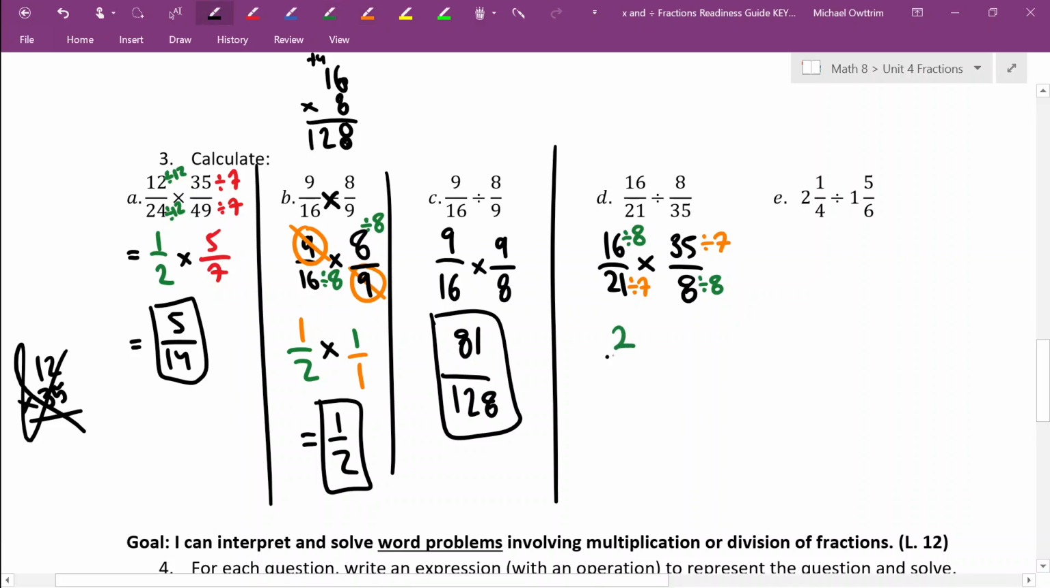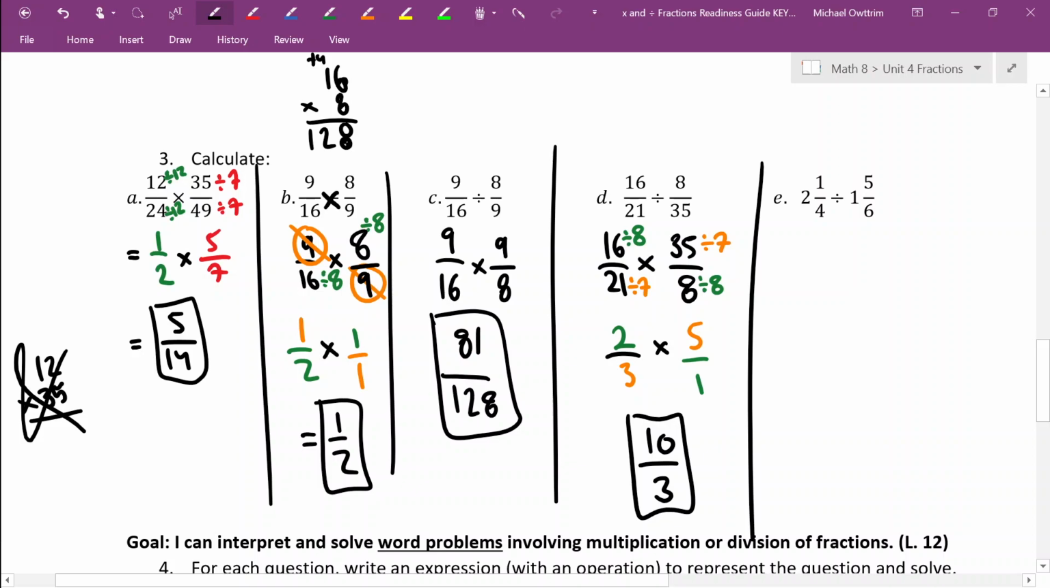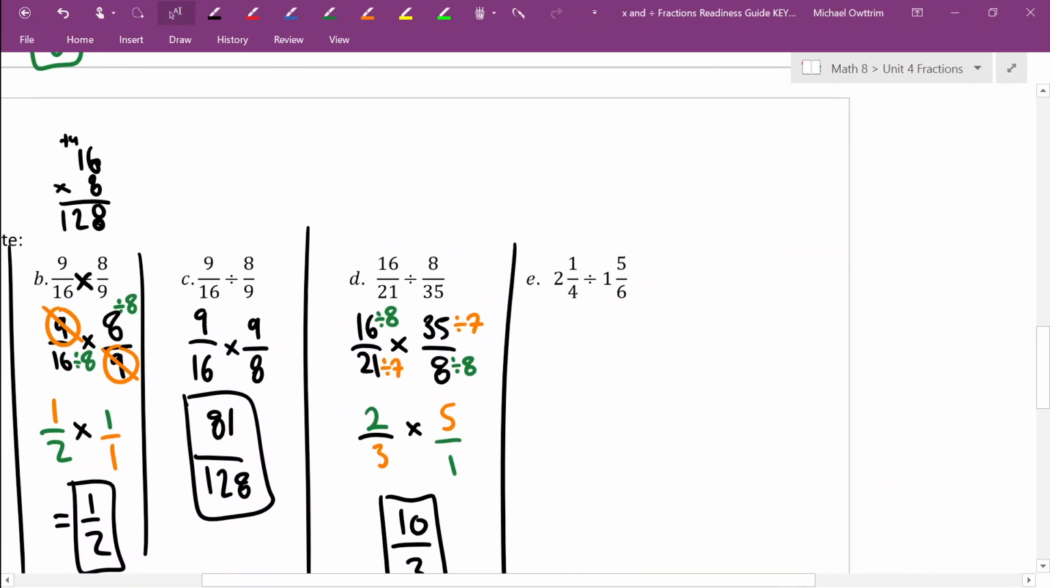16 divided by 8 on top is 2, 3 on the bottom, times 35 divided by 7 is 5, and then 1 on the bottom. 2 times 5 is 10, and then 3 times 1 on the bottom is 3. So much easier to simplify there prior to doing your multiplication. Last one here, just a reminder that when we are working with mixed numbers, we need to convert those to improper. We do that by multiplying our whole number by the bottom and then adding in the top. So 2 times 4 is 8, plus 1 is 9. And then 1 times 6 is 6, plus 5 is 11.